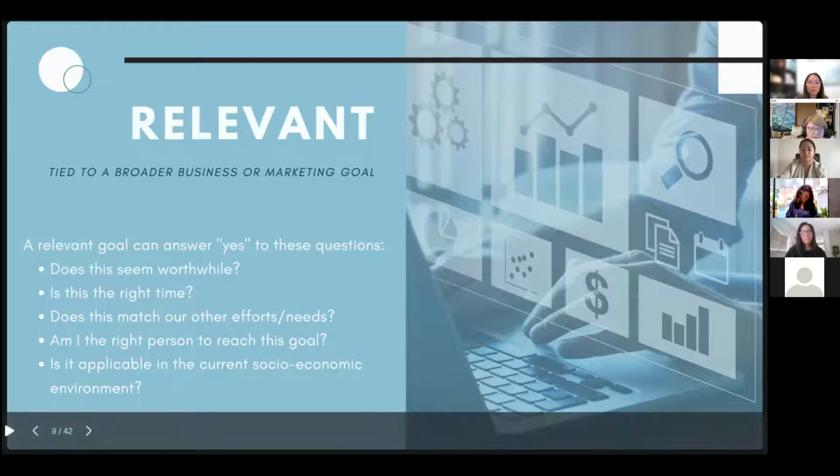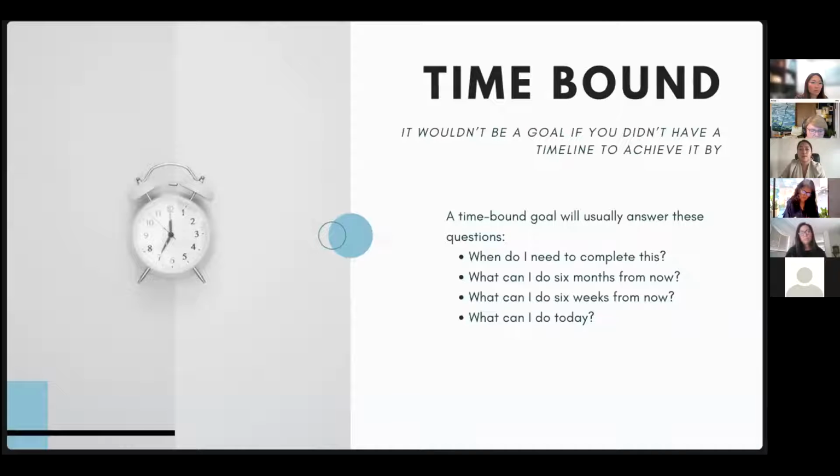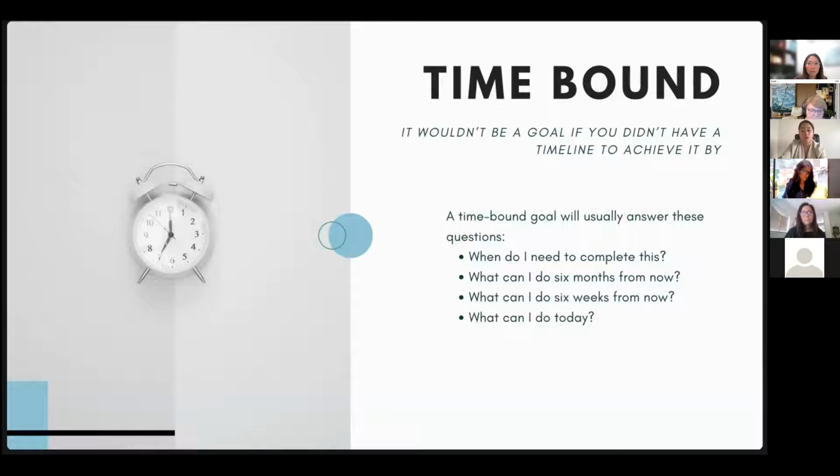And of course, last but not least, time bound. So anyone can set goals, but if it lacks realistic timing, then chances are you probably will not succeed at this goal. Providing a target date for deliverables is imperative. You want to ask specific questions about the goal deadline, what can be accomplished within that time period. If the goal will take 3 months to complete, it's useful to define what should be achieved halfway through this process. Providing time constraints also creates a sense of urgency within yourself and in your team. So a time-bound goal will usually answer this set of questions.